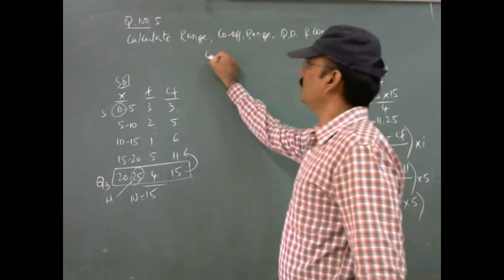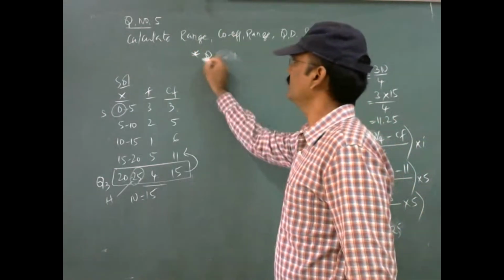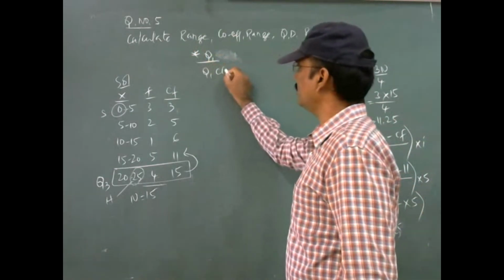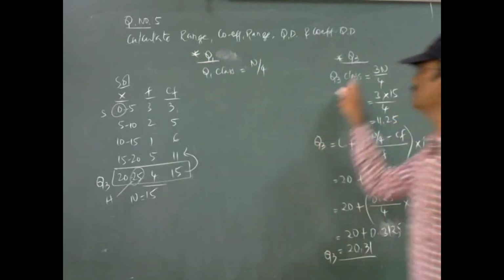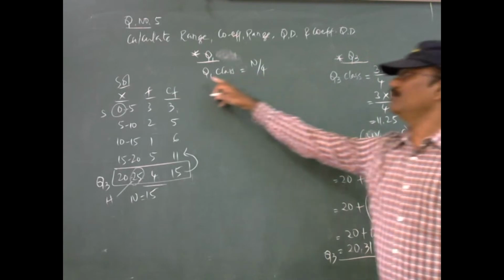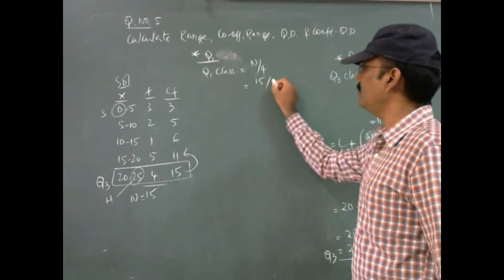So Q1 now. First you have to find Q1. For Q1, the class required is n divided by 4, not like here 3 into n. It is only Q1, which means 1 into n by 4, or simply n by 4. So n is 15, divided by 4.